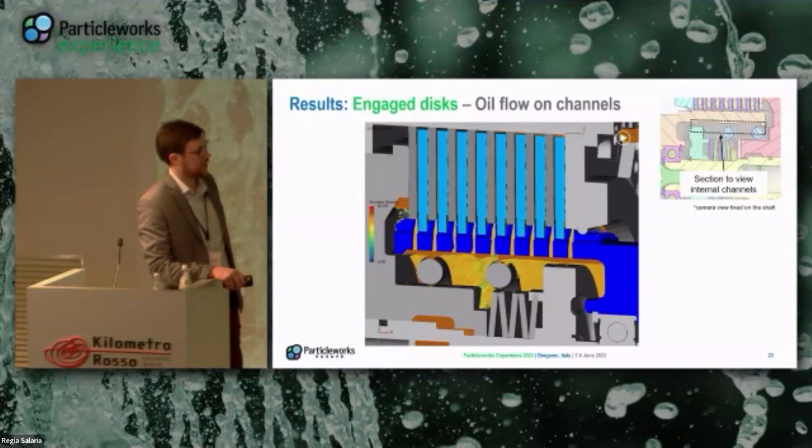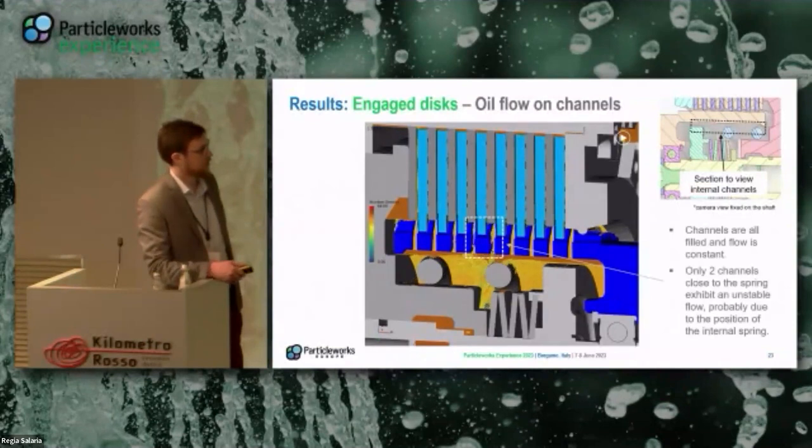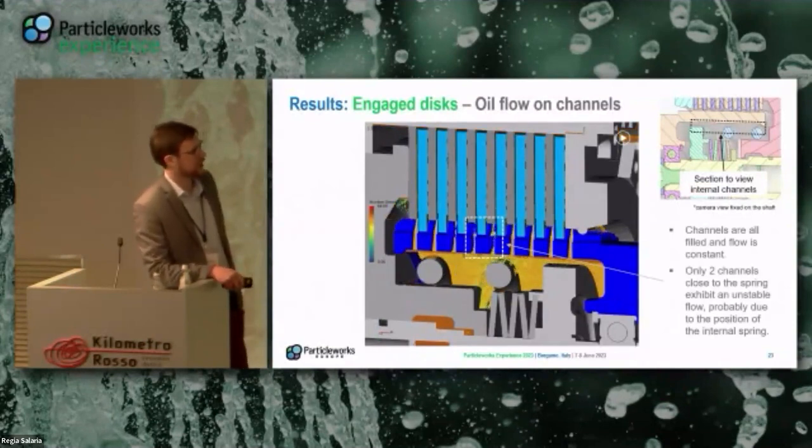You see here there is more turbulence, let's say, with respect to other regions like here. So probably there is an impact of the position of this element, which can interact with these radial channels. And this is something interesting.